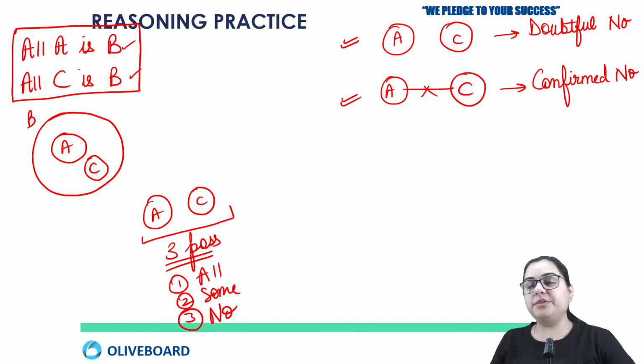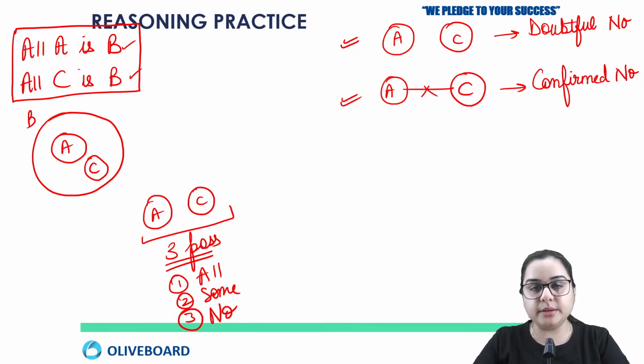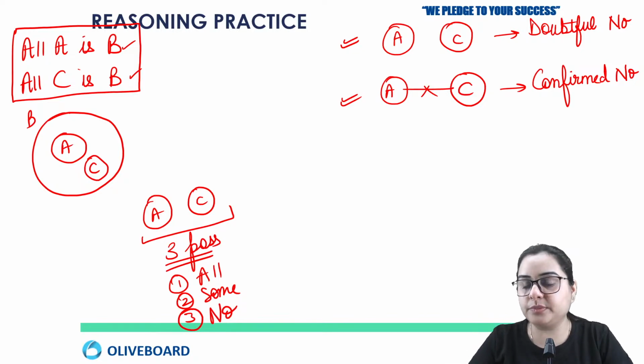Yes. So whenever you make a diagram, be very clear that if you face a doubtful situation while making the diagram between two variables, just try to keep them away from each other. Because the more you keep such doubtful circles away, the more clarity there will be in the diagram.